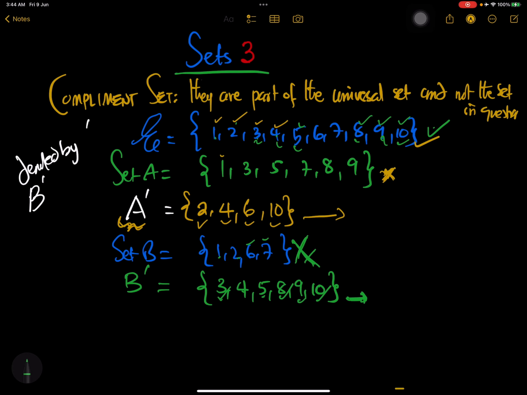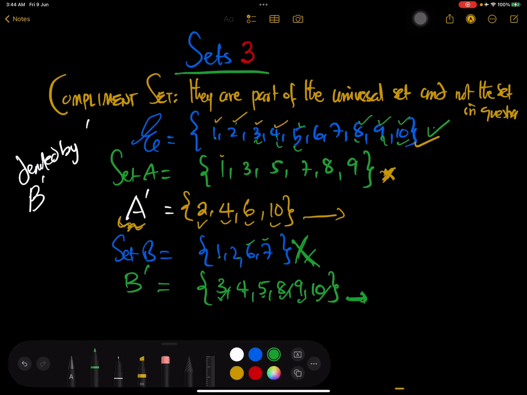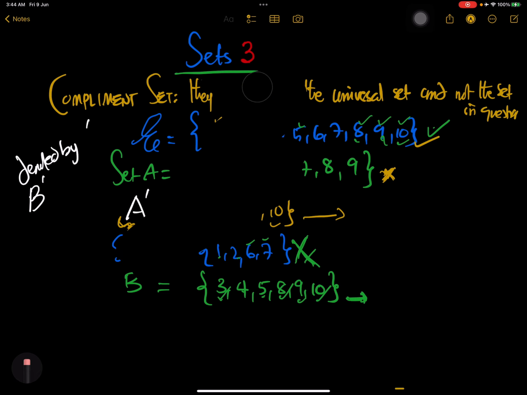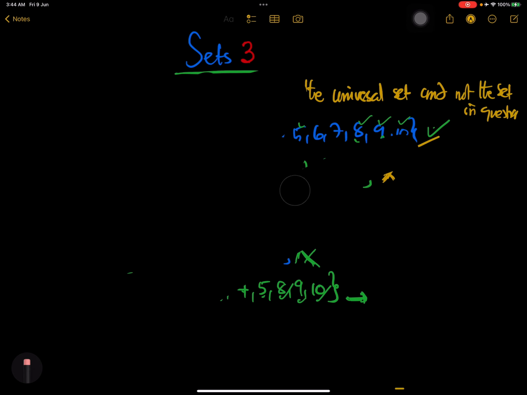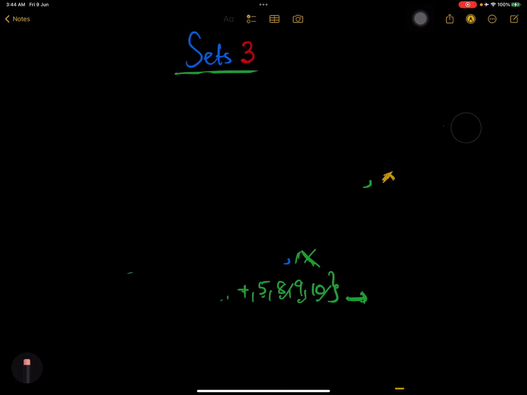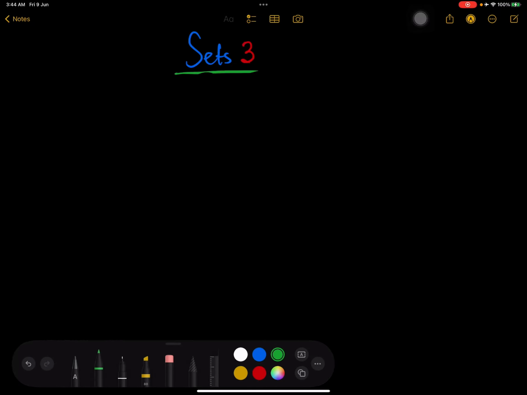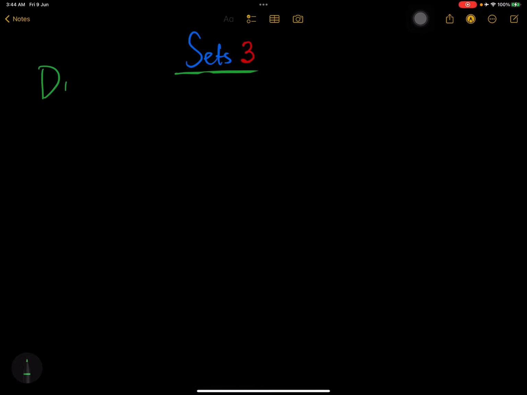I'd like us to look at a concept known as the disjoint set. Two sets are said to be disjoint if each set contains members that are different from each other. It means that the sets are disjoint. All right, they are not in agreement at all. So the next concept we said is disjoint set.